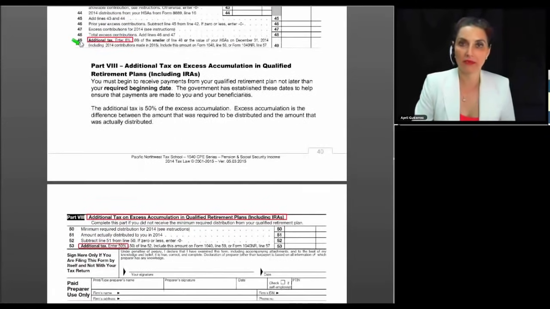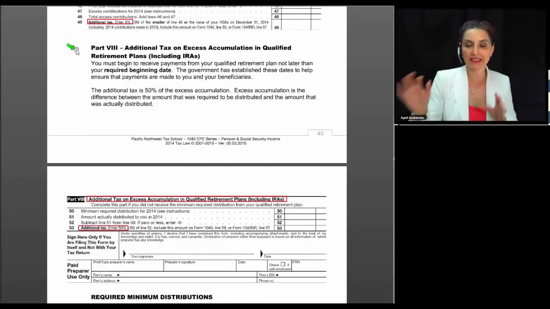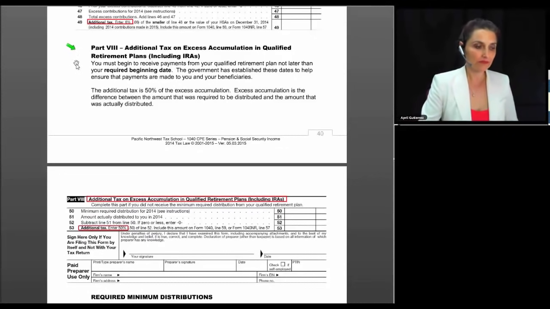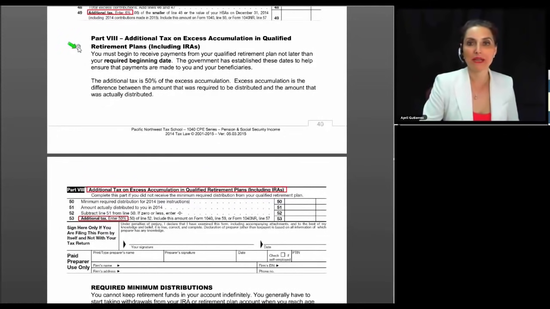But we're still not done with 5329. There are actually 8 parts to that form, and Parts 3 through 7 had to do with that 6% excise tax on excess contributions. Part 8 has to do with sort of the opposite, and that is failure to take the minimum amount out of a retirement account. So an additional tax on excess accumulation in qualified retirement plans, including IRAs, if you are required to take a minimum distribution from your account and you fail to do so, that is when you would need to complete Part 8 to figure what the penalty will be.